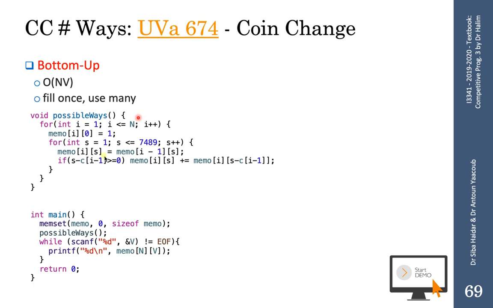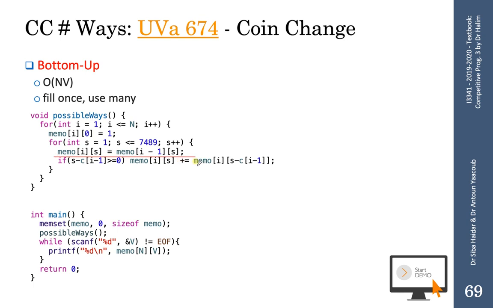Let's note something: in the bottom-up approach, also in this case of problem, we only fill the memo table once before reading the different target values. We fill the memo table, and now we can deal also in order of one with all the requests. So this is interesting.